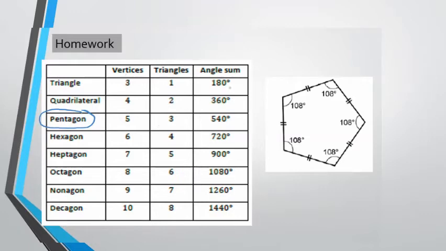So therefore vertices, if I count it, I'm going to count 1. Now that's the corners. 2, 3, 4, 5. So I'm counting 5 vertices, 5 corners. Now I want to talk about the number of triangles. What do we mean by the number of triangles? And that's a nice one to understand.